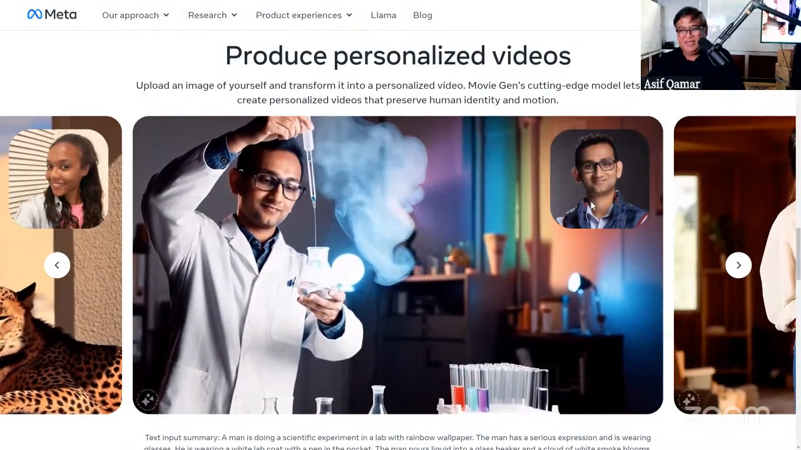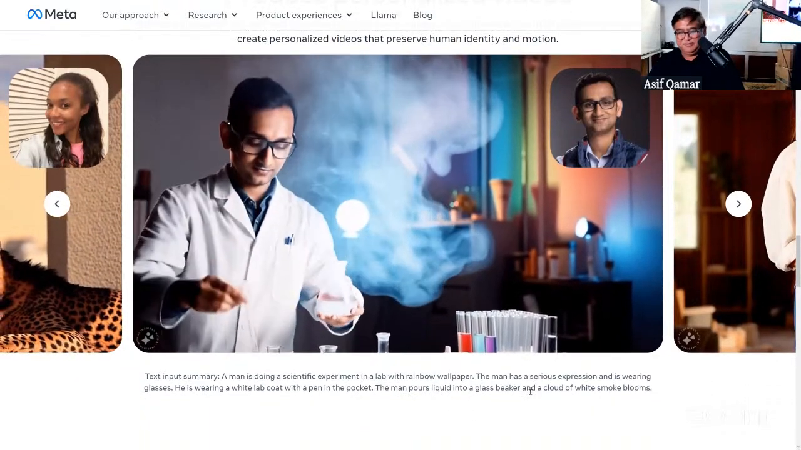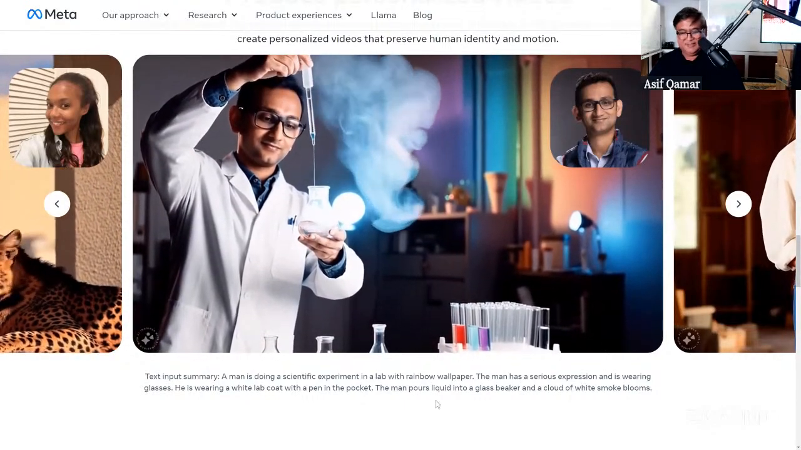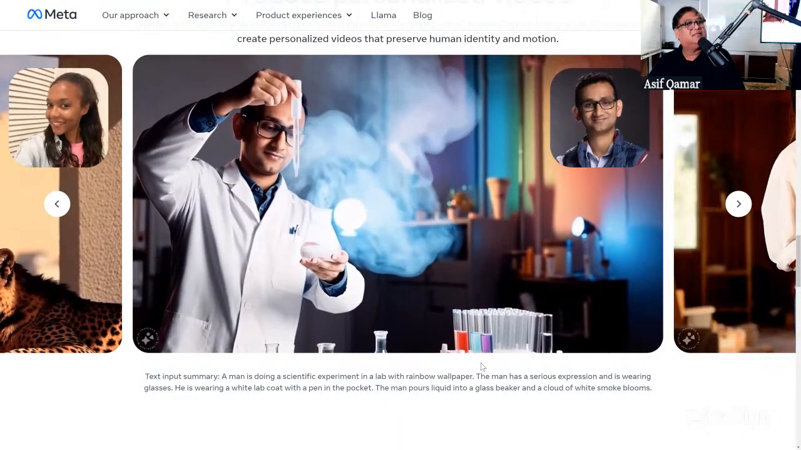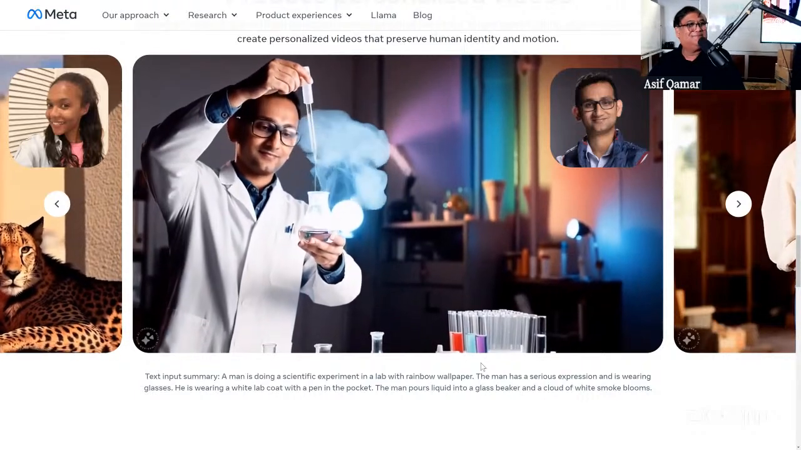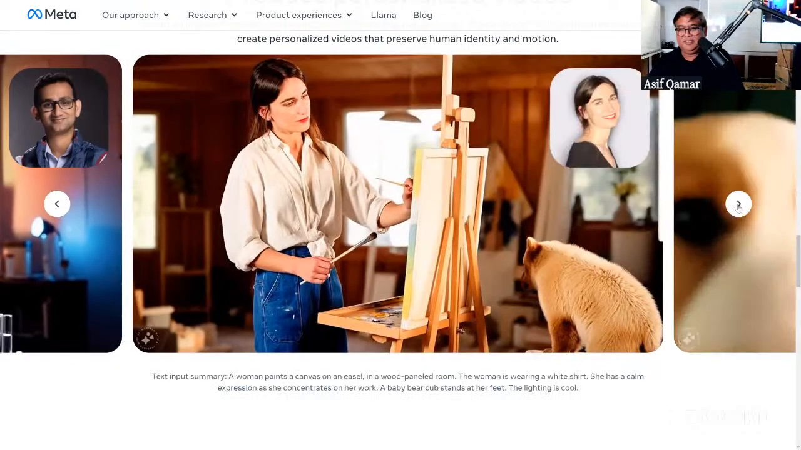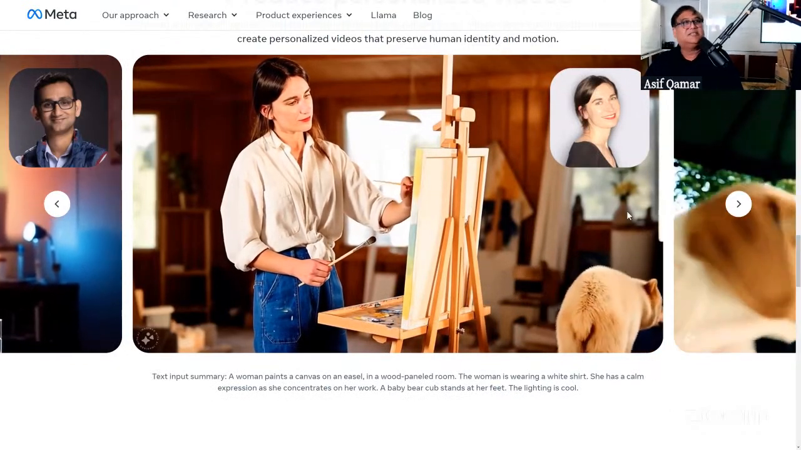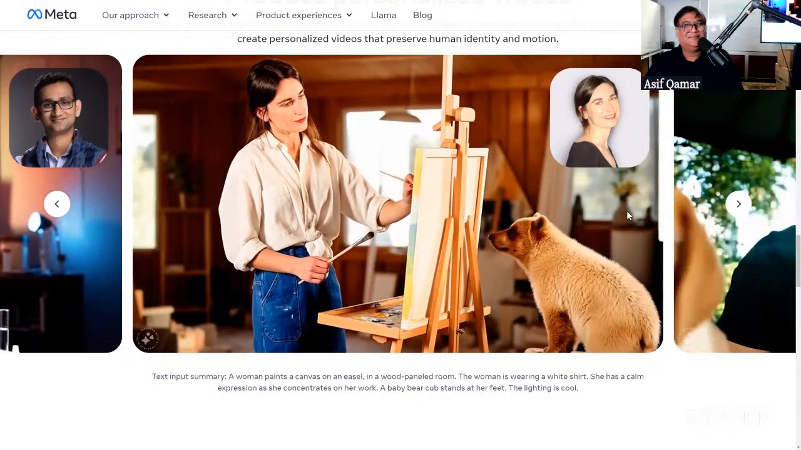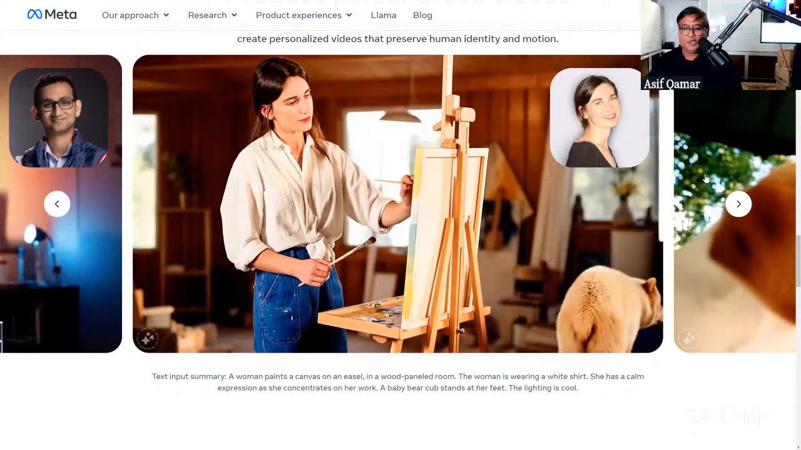With this one picture, grounded on this picture, personalized, you give a text prompt: a man is doing scientific experiments in a lab with rainbow wallpaper, the man has a serious expression. And how many of you would look at it and have said that this can't be real? So I hope you guys are realizing that the world is changing. This is multimodal. So guys, this is where we'll end multimodal.